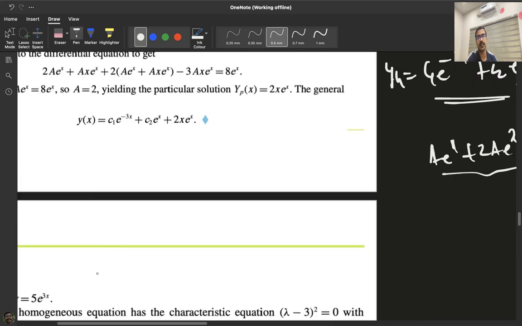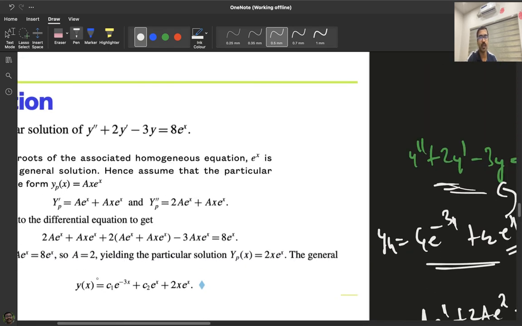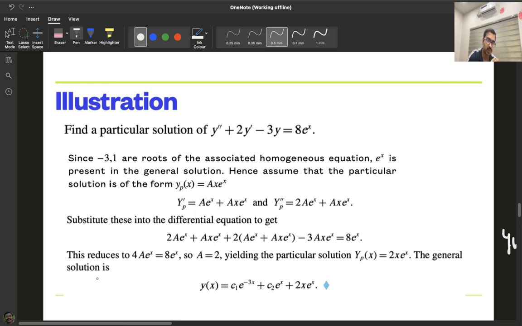So just remember, if your RHS is a special case of the general solution of your associated homogeneous equation, you supply an x there to prevent it from combining, or if it's a double root, you supply an x square accordingly. Okay, so let us do this problem here.